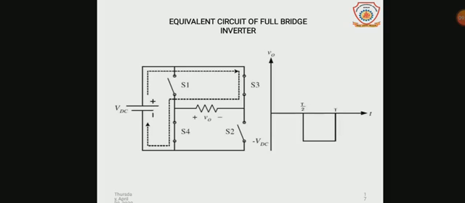This is the equivalent circuit of full bridge inverter. Here we can easily see the switches S3 and S4 are closed and switches S1 and S2 are open. So the direction of current is like this, and we get the output minus VDC for the time period T by 2 to T.